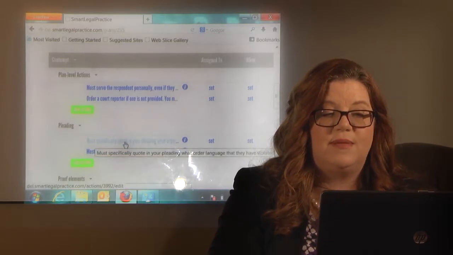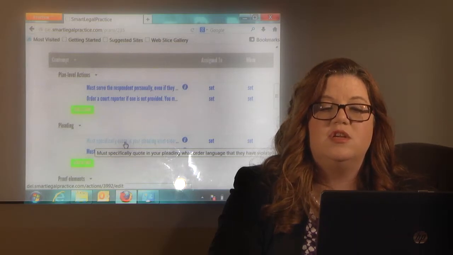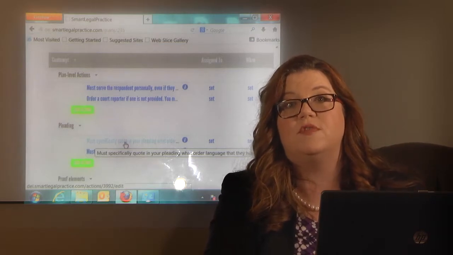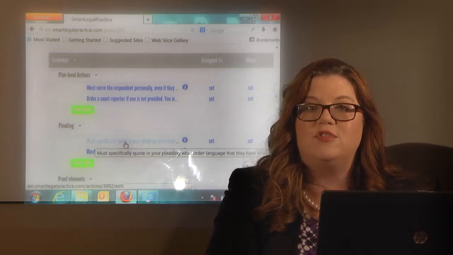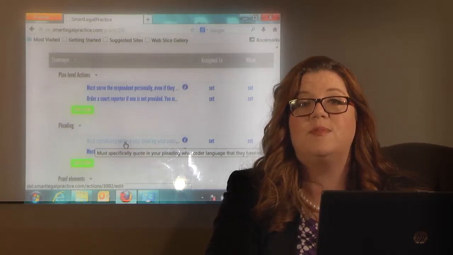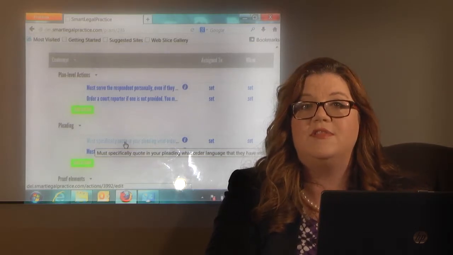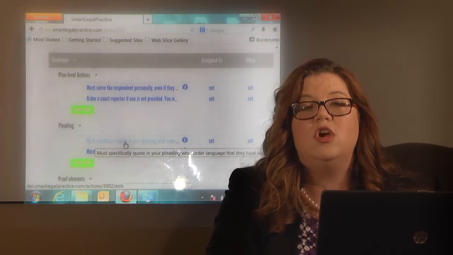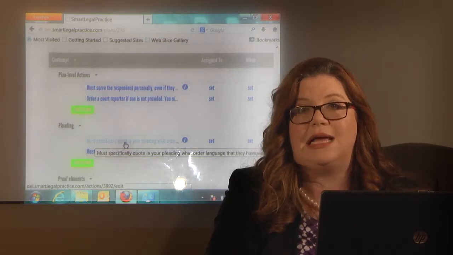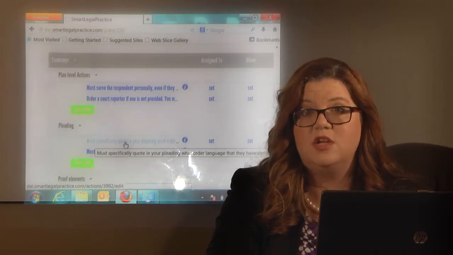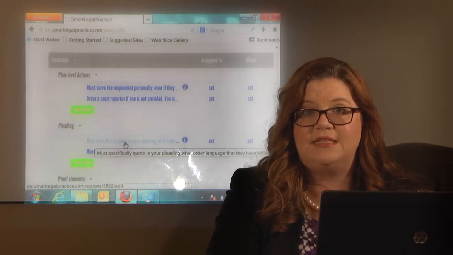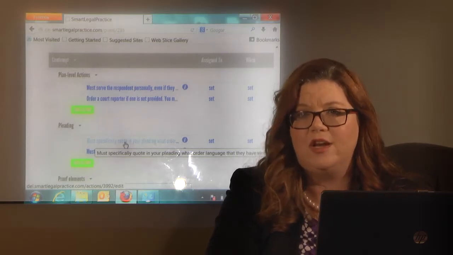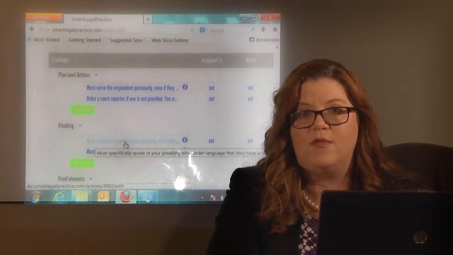Also, you'll see in our template we have a category called pleadings. So you must specifically quote in your pleading, so this is your requested relief, your motion for contempt, what order language they have violated. So if it's child support and they were supposed to pay on the first day of every month starting on April 1st of 2013 and they didn't pay for April, May, and June, you can't say something broad like they're supposed to pay child support every month and they didn't. You have to list every date that they were supposed to pay and they failed to. And you should quote, literally in quotes in your pleading, the order language that they violated.